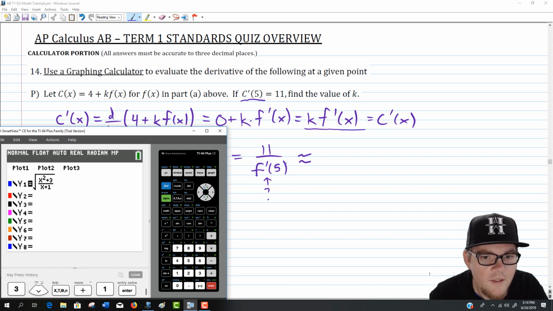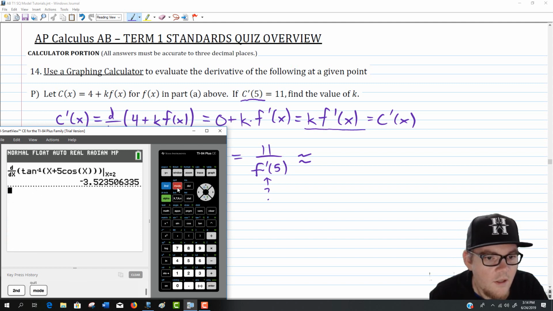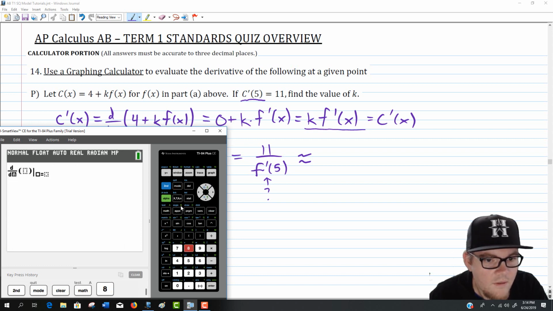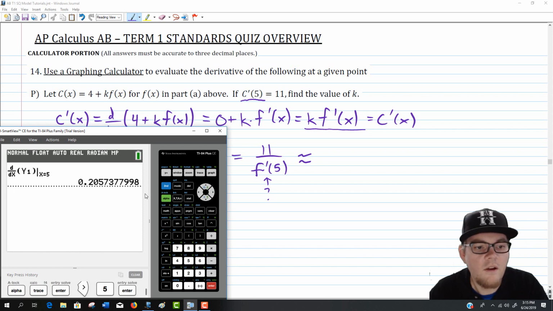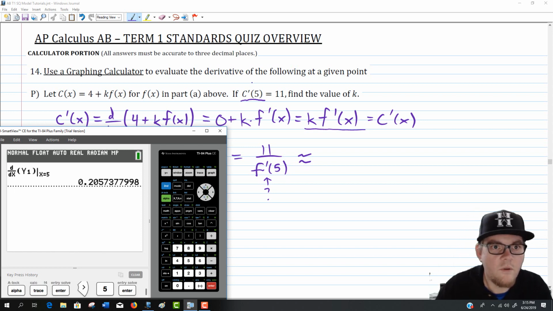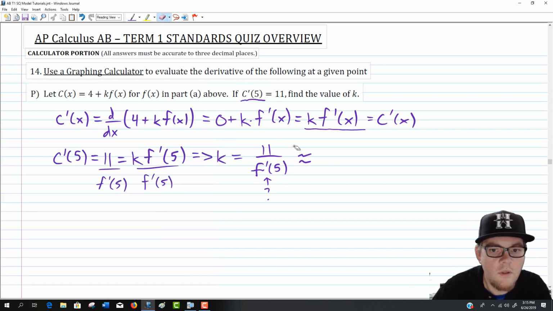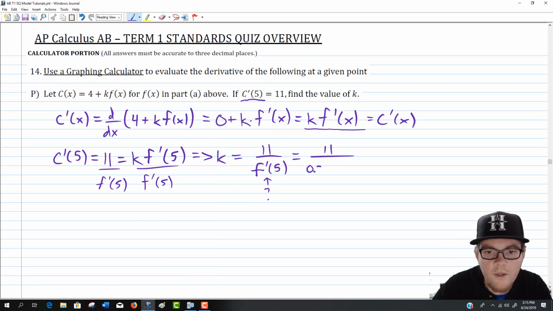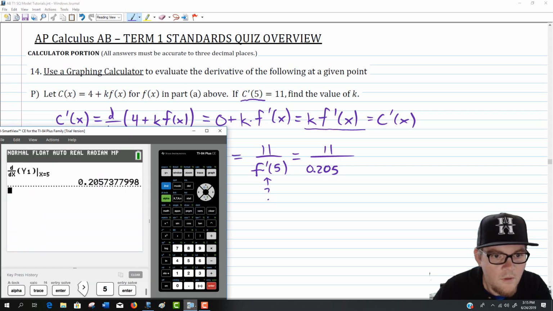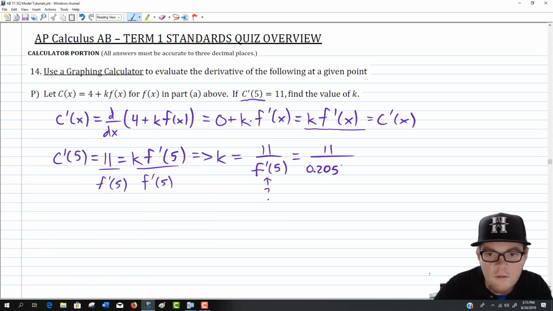So in here, I want to figure out the slope at 5. So I'm going to do, clearing this thing out, math 8. I want to do this x. We have alpha trace y1. So that was our function, y1. We want to figure out the slope at 5. So there is our slope. Means this is going to be equal to, let's make sure I do this correctly here, 11 over 0.205737. And you can see I'm keeping a lot of decimals in there.